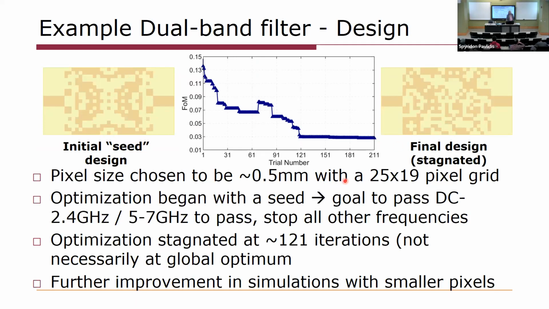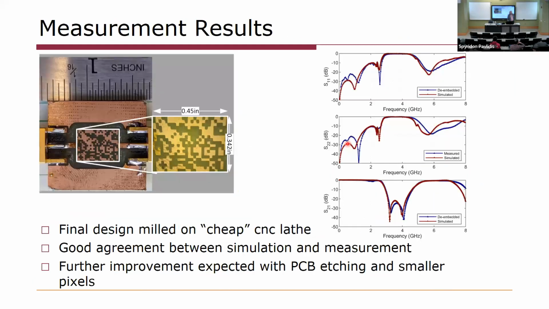We had a goal to basically make a DC to S-band filter and then a uniband filter. The optimization here stagnated at about 121 iterations. And we built a filter just to show what we could do.